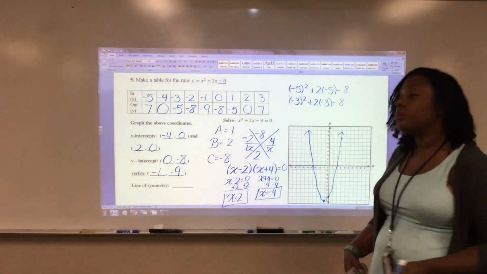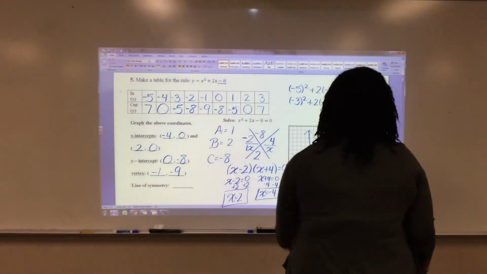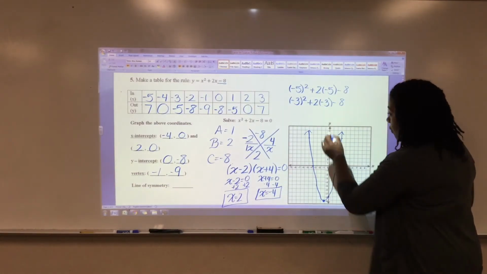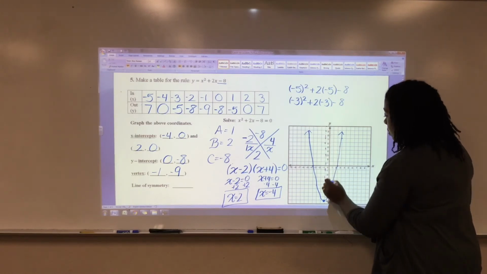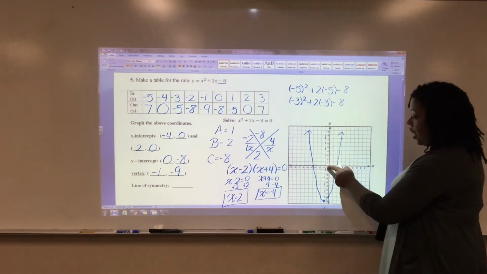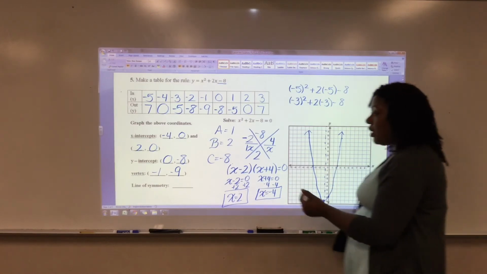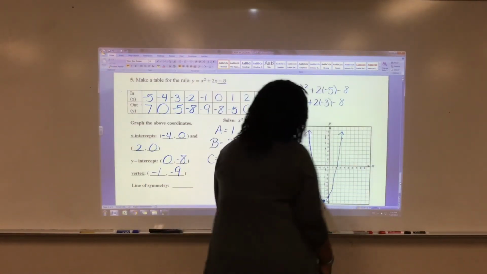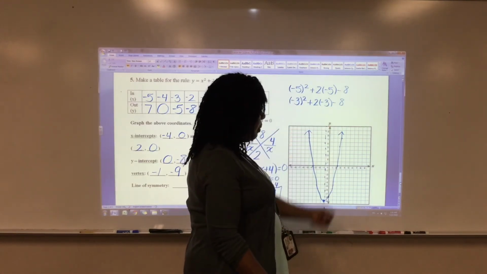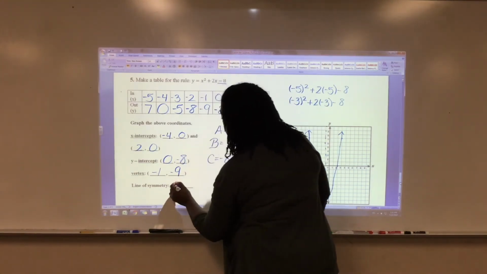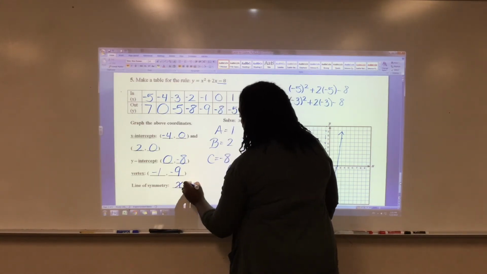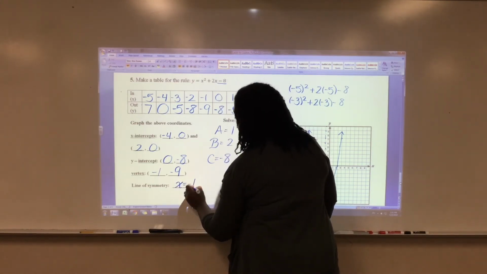And our line of symmetry is the line that cuts through the graph. So if we think about dividing this U shape in half, we would draw a line right through the middle. And where would that middle be? It would be right here at -1. So when we talk about our line of symmetry, it's always an equation. Well, we know what kind of equation this would be for a vertical line. That always starts off with x equals. So in this case, our line of symmetry is x = -1.